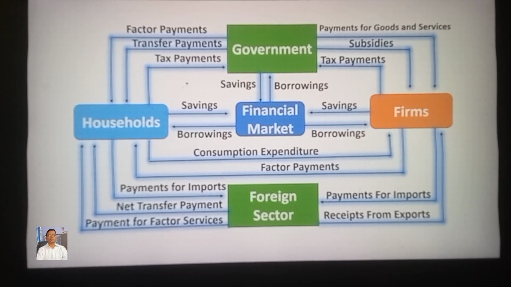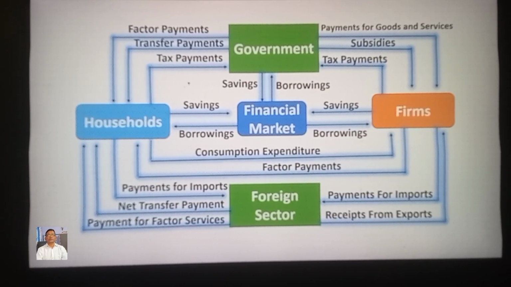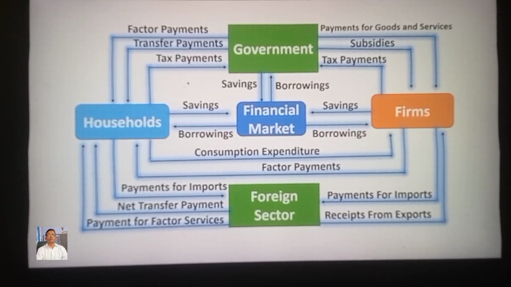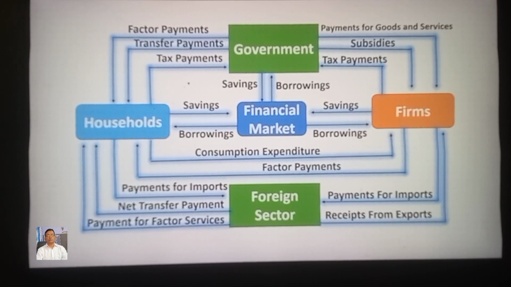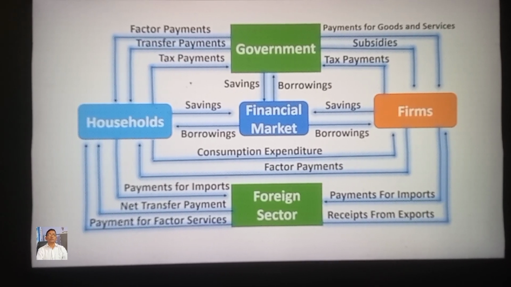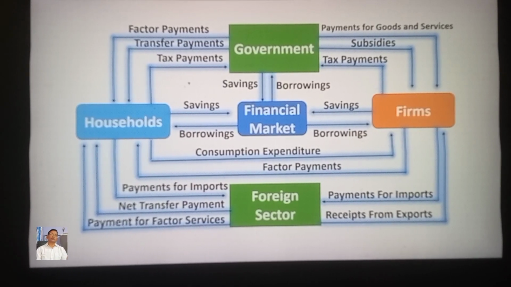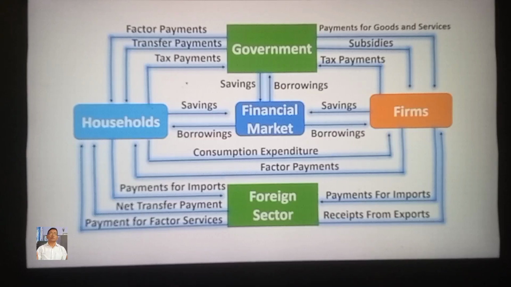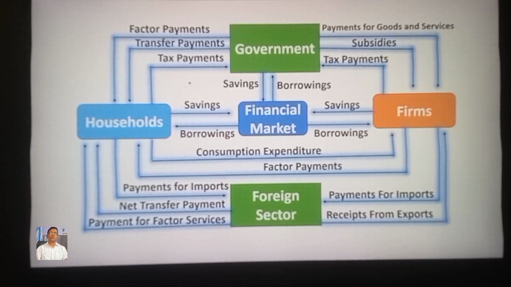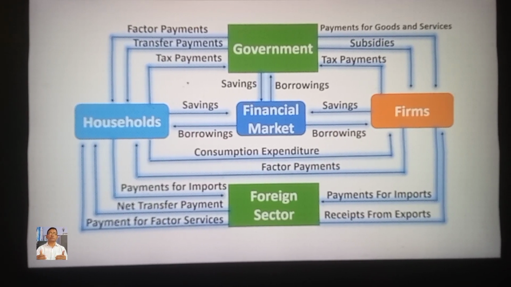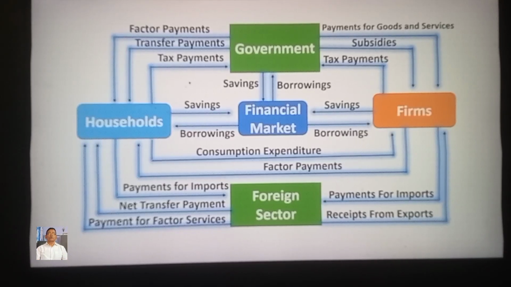Foreign sector. The foreign sector receives revenue for the export of goods and services from the firms, households and the government. It also makes payments to firms and the government for the import of goods and services and to households for the factor services.